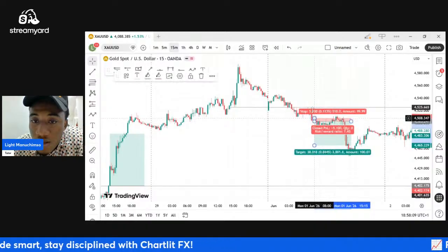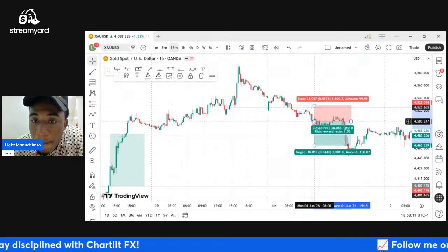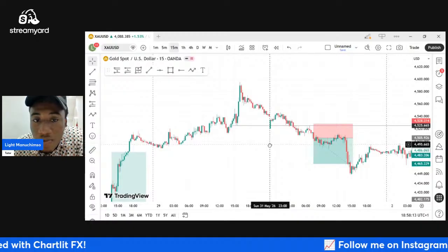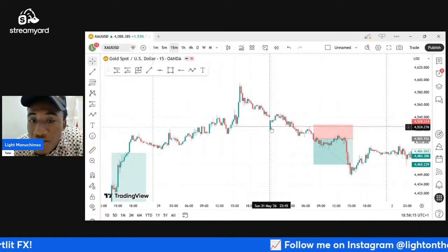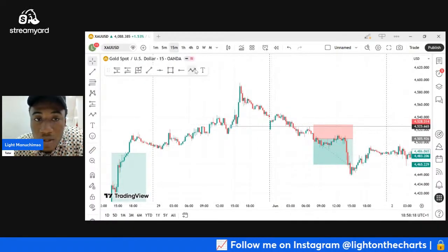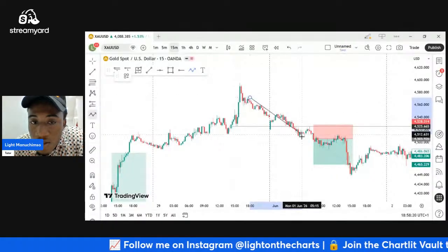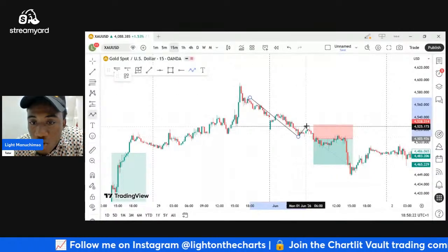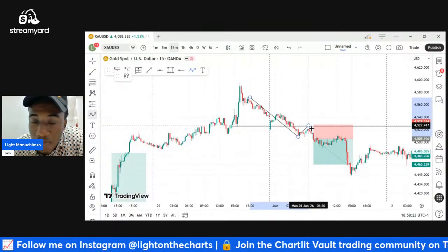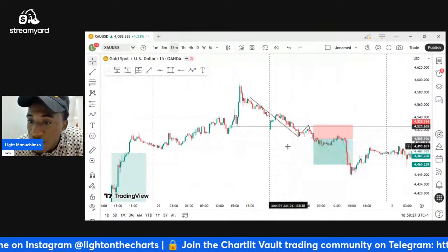Same thing here. Took a sell. Now here's what happened. This was the lowest point of the previous day before the market closed. Price went to the previous day's low, rejected and dropped. Now this is signaling further drop to me based on my analysis.